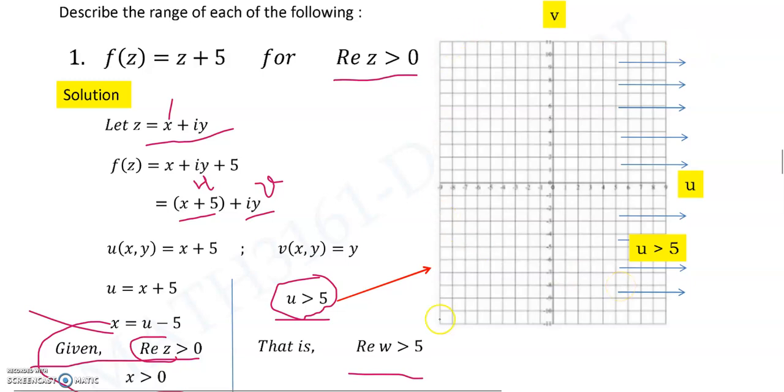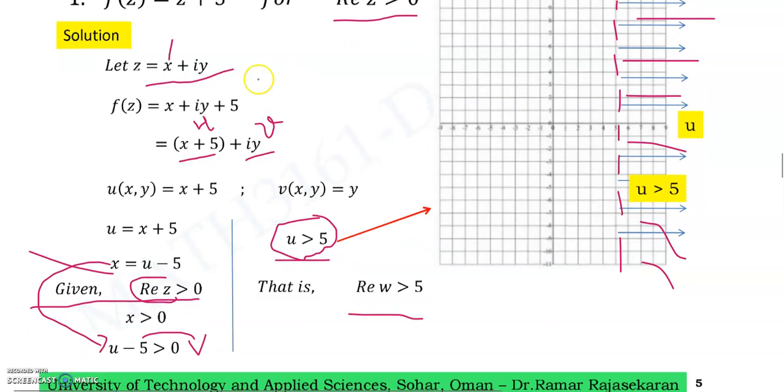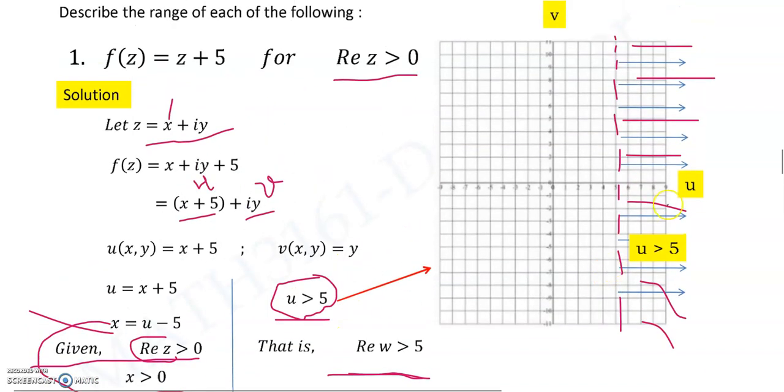Now here u greater than 5 means you count here 1, 2, 3, 4, 5. Here what is the symbol? Greater than. So here you put a cutter line, for example, like this. These points are not included in the graph. u greater than 5 means all this, that's why I put the arrow mark, all this or the range of this. So that's what we have calculated, and then drawn in the graph also.